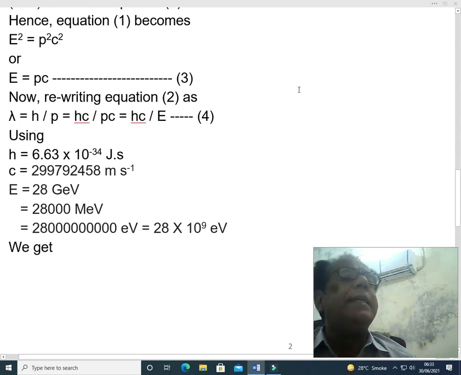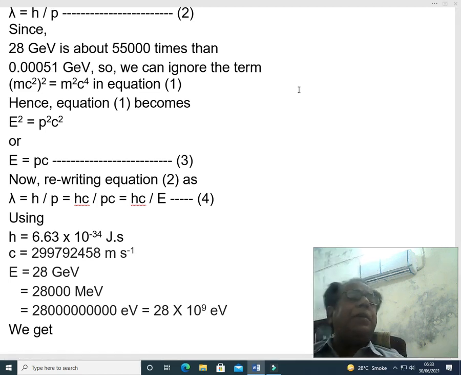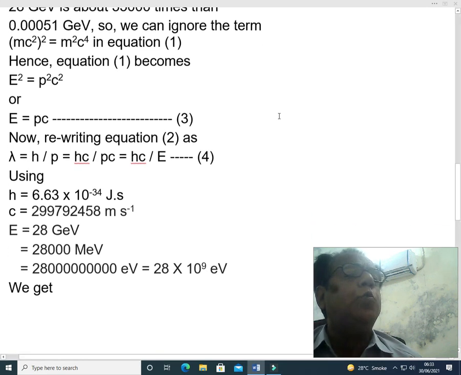Now rewriting equation 2 as lambda equal to H over P is equal to HC over PC. What we have done is multiply and divide both the numerator and denominator by C, and in this way the upper side remains HC but the lower side is converted into E, because by virtue of equation number 3, E is equal to PC.